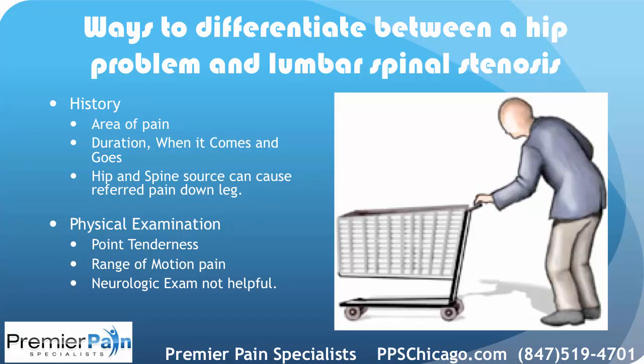So how do you differentiate? Well, first would be the history, the area of the pain. If the person is pointing down the thigh, or on the outside of the thigh or the front of the thigh, it could be either. I mean, hip arthritis can have pain that radiates, and so can stenosis. If a person's having pain directly over the hip joint, that's a little more geared towards hip arthritis.